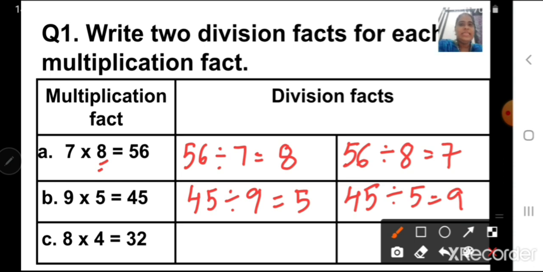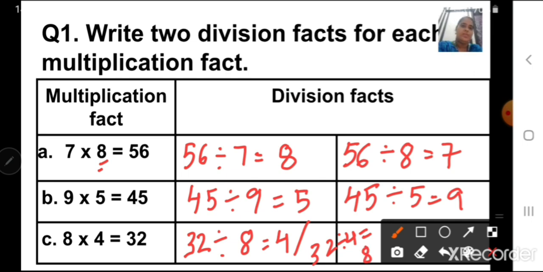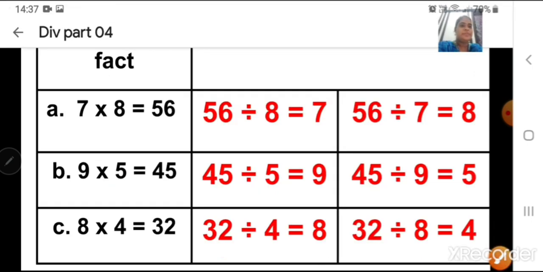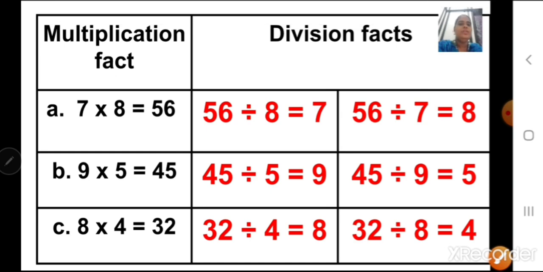Easy, children? The last one is 8 into 4 is equal to 32. So 32 divided by 8 is equal to 4, and children, I'm writing it here. 32 divided by 4 is equal to 8. Okay children? You can note down in your textbook.